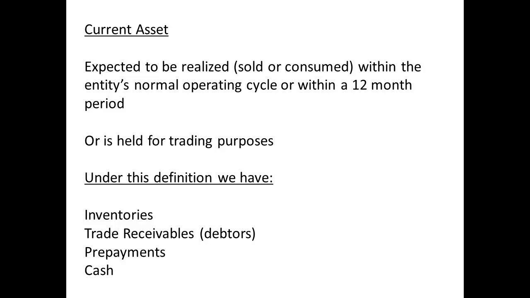What comes into this category? The most obvious are cash and inventories for sale, but we also include any trade receivables which we expect to receive from debtors, and any prepayments made for such items as insurance or rent.